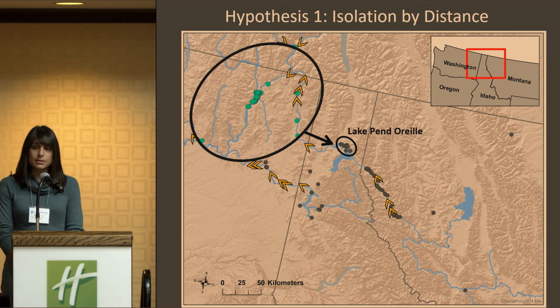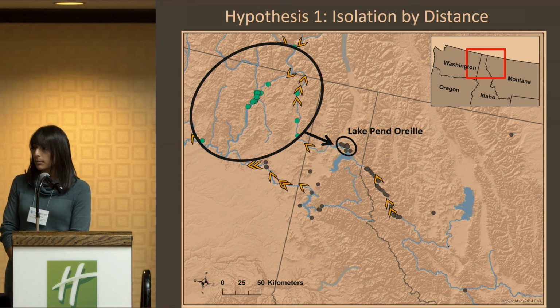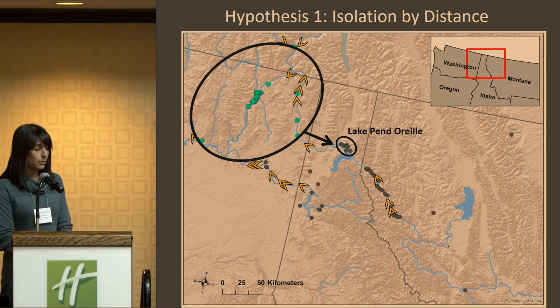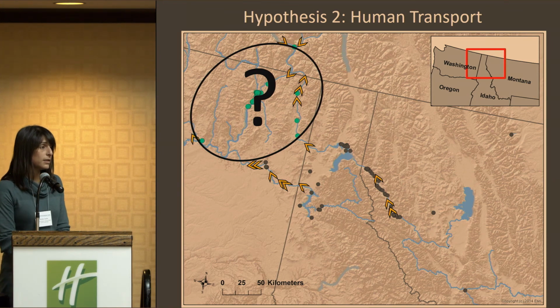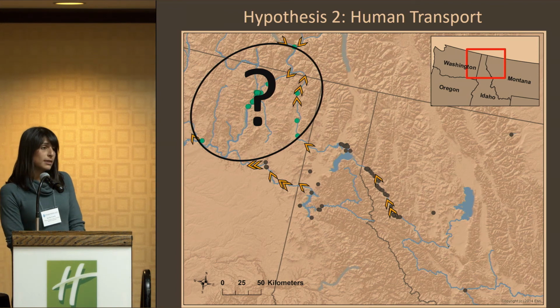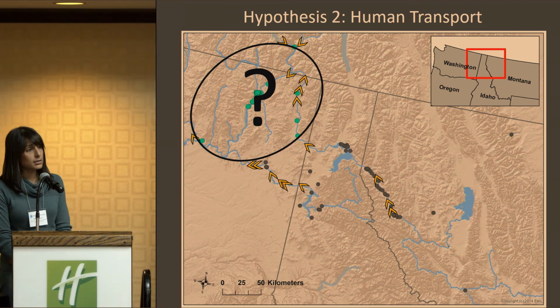In contrast, if the fish in eastern Washington are the product of human transport, then what we would expect is the populations to be related to one of these individual populations, but that might not necessarily be the nearest neighboring population.